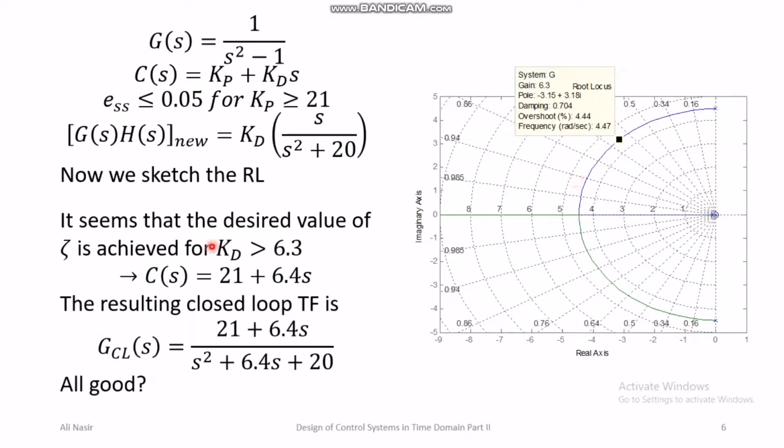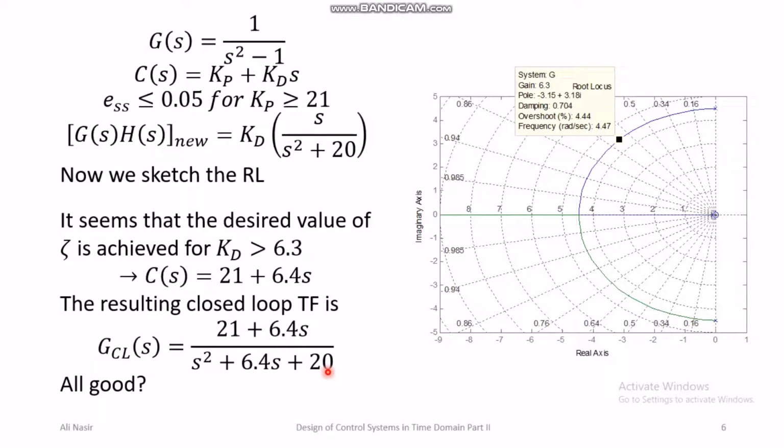So it seems that the desirable value of zeta is achieved for KD greater than or equal to 6.3, and to be on the safe side, you can select KD to be 6.4. Your final controller becomes 21 plus 6.4s, which is KP is 21 and KD is 6.4, that we have designed using the root contour approach. Okay, so the resulting closed loop transfer function becomes (21 plus 6.4s) over (s square plus 6.4s plus 20), and we are all set.